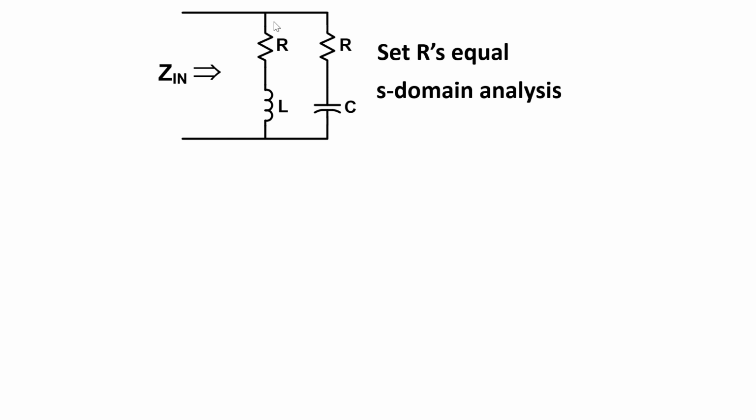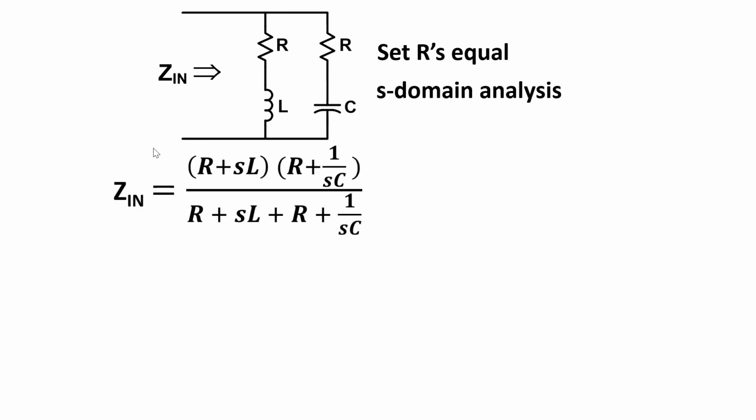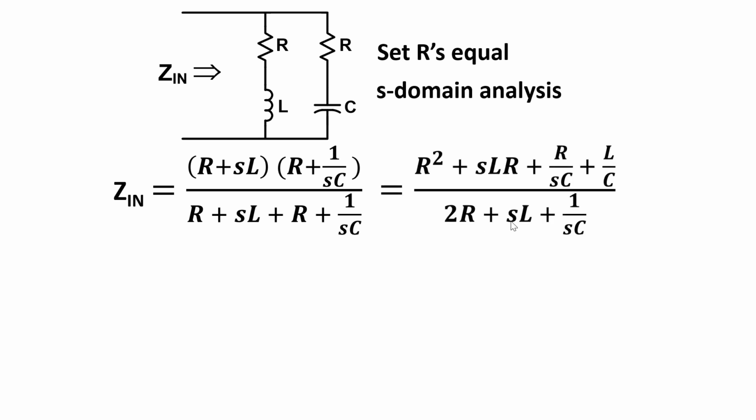So we have this series R plus SL leg in parallel with this R plus 1 over SC leg. So we have an impedance shown like so. Now I can multiply out the numerator, and I get this equation shown over here. Now we can show that for the equal value resistance condition that we put in, the characteristic impedance of this circuit is square root of L over C.